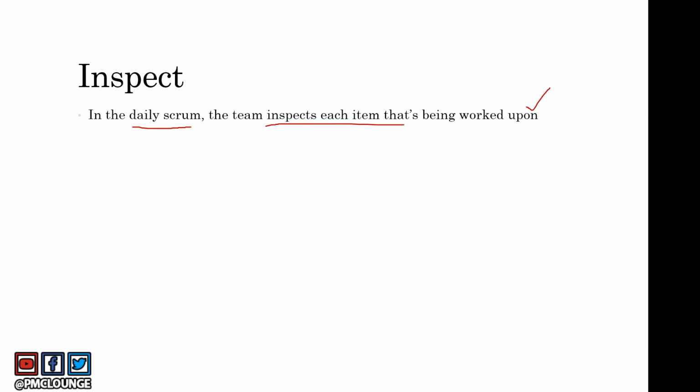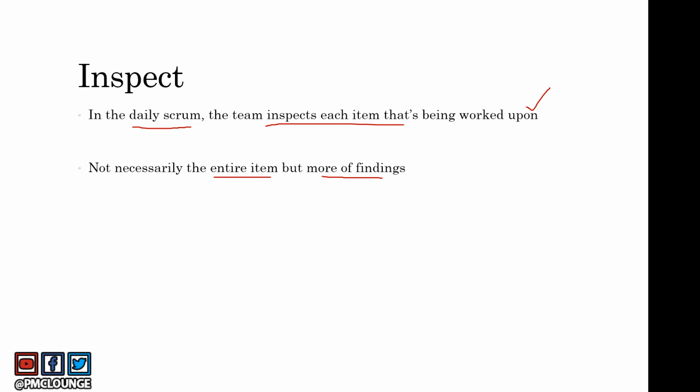Okay, let's talk about the second pillar of Scrum, which is inspect. Now, we have this daily Scrum meeting, right? In the daily Scrum, the Scrum team inspects each item that's being worked upon. Of course, this is not necessarily the entire item. You are not going to review the entire item that is being worked upon. But because all the work is essentially transparent to everyone, if anyone has any finding or any feedback, that is discussed in the daily Scrum, and that's what inspection is all about.